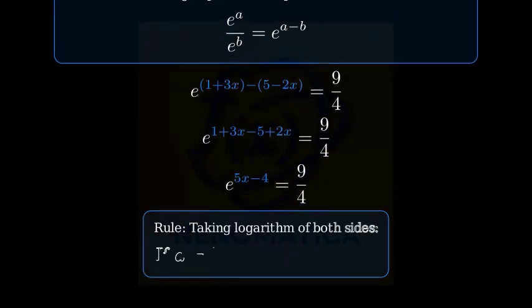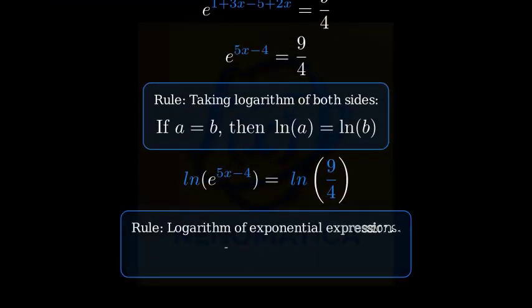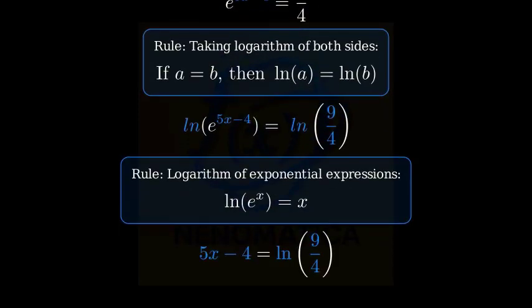To solve for x, we'll take the natural logarithm of both sides of the equation. The natural logarithm function, ln, is the inverse of the exponential function, so it will help us isolate the variable x. When we take the natural logarithm of e raised to a power, we get the power itself. This is a fundamental property of logarithms.